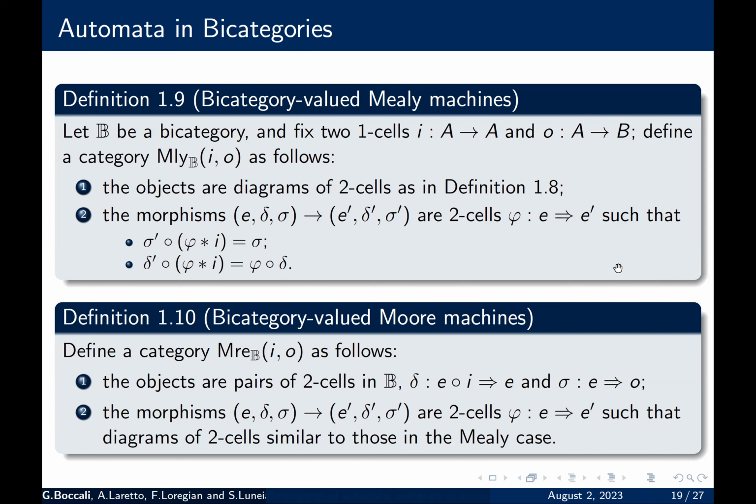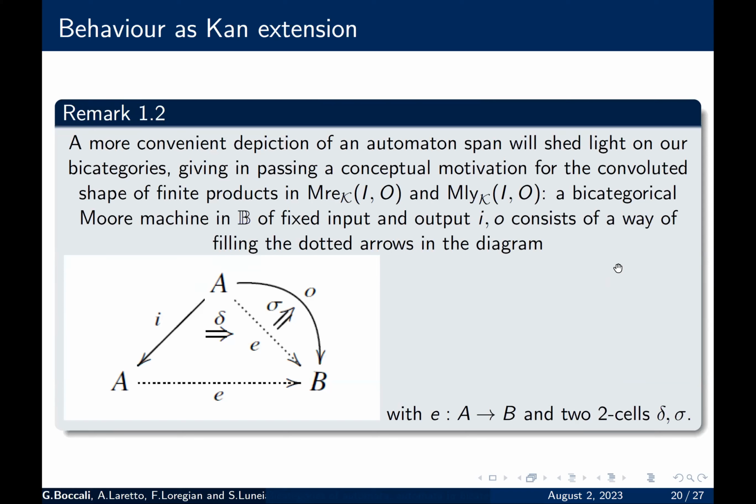Obviously, we can define also a bicategory of Moore machines in the same way. It is obvious. It could be useful to represent spans of Mealy machines in this kind of way, because we can give a conceptual motivation for the convoluted shape of finite products in Moore K IO and Mealy K IO that we have studied in another paper as scan extension.